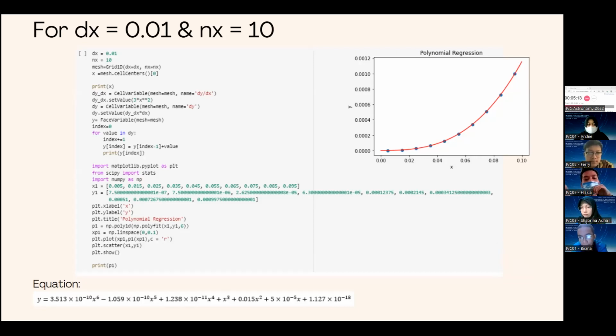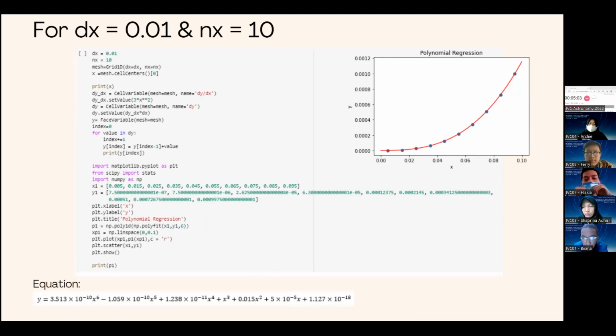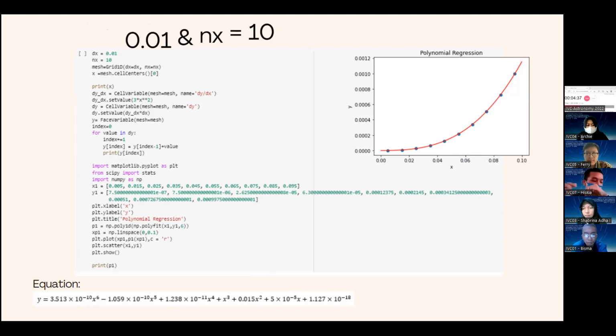We plot it, which is actually a simple code. After that we do polynomial regressions, and we plot x1 and y1, with the polynomial regression order of 6. You can see on the upper side of the screen there are about 10 dots and lines, which is the approximation of polynomial regressions. After we printed p1, we got the equation with the variable values for dx equals 0.01. You can see it on the screen. Next.